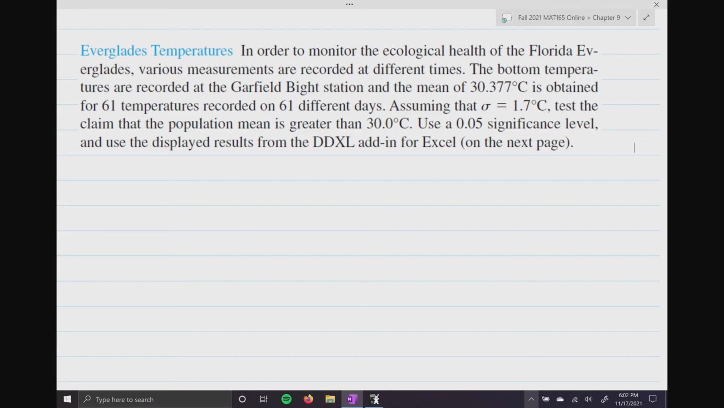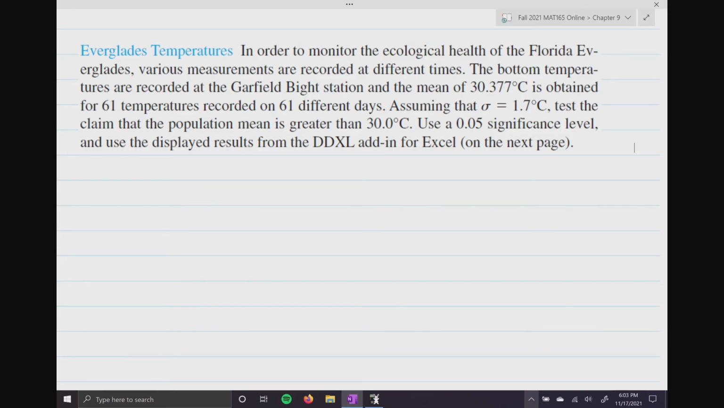The bottom temperatures are recorded at the Garfield Bight Station, and the mean of, geez, that doesn't even make sense. Did I even read that correctly? Are recorded at the Garfield Bight Station, and the mean of 30.377 degrees Celsius is obtained for 61 temperatures recorded on 61 different days. That sentence is horrible.